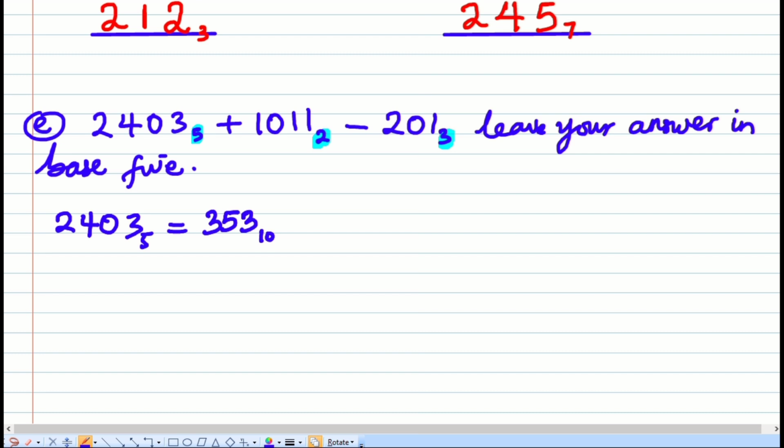Again, if you don't understand how I did this quickly, watch the video in the description. It's going to help you to know how to convert from one base to base 10 quickly. The next number is 1011 base 2. We want to convert this to base 10.